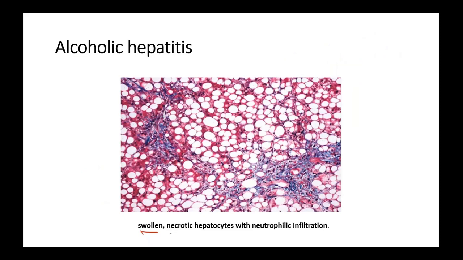So these are the swollen hepatic necrotic hepatocytes with neutrophilic infiltration. So in blue, these are the neutrophils which are infiltrated, and then these white, these are hepatocyte fat cells.